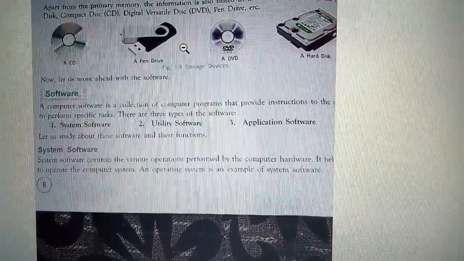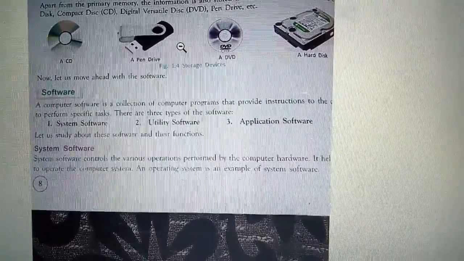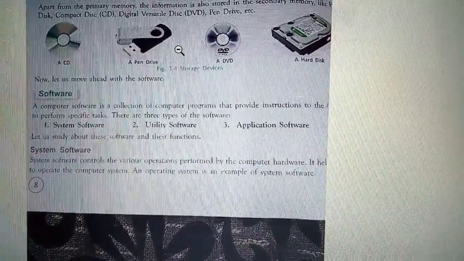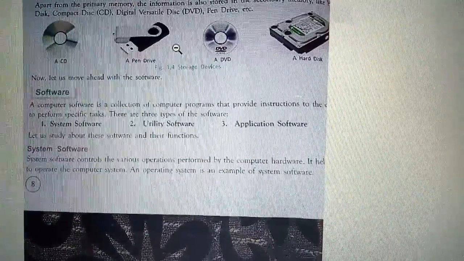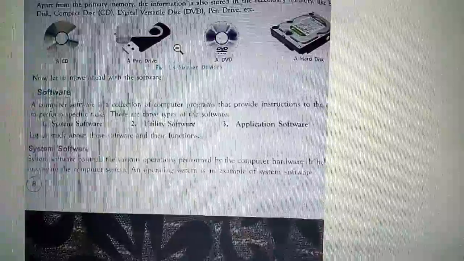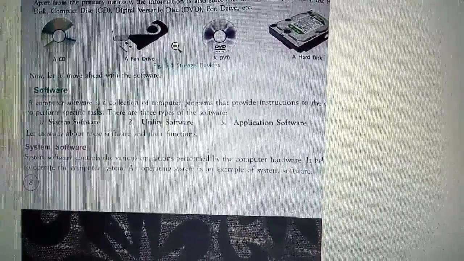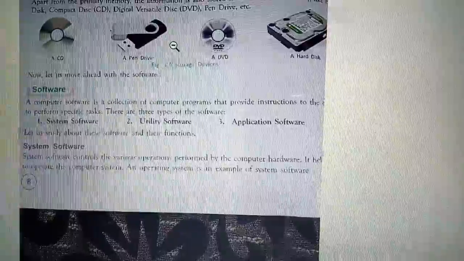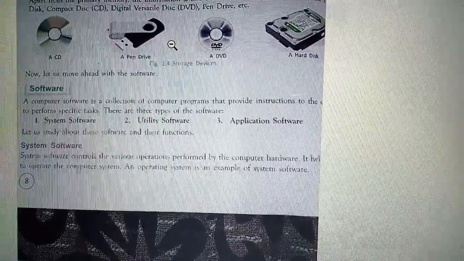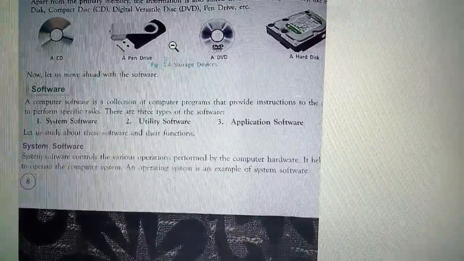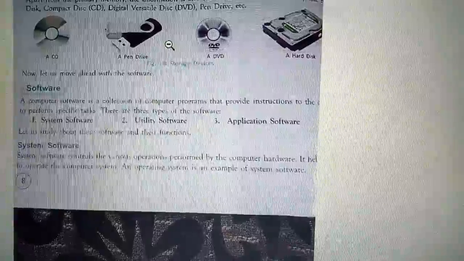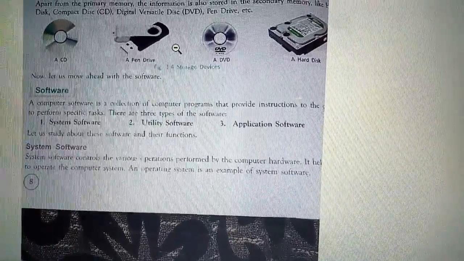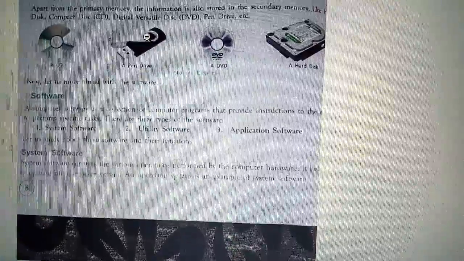Number one is system software. System software controls the various operations performed by the computer hardware. It helps to operate the computer system. An operating system is an example of system software. The most important example is the operating system. Is that clear?